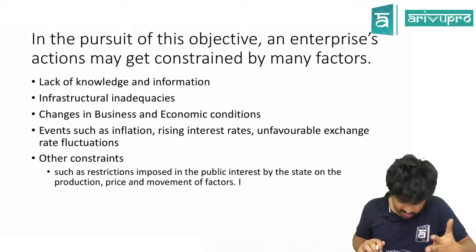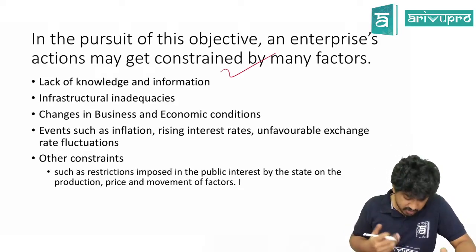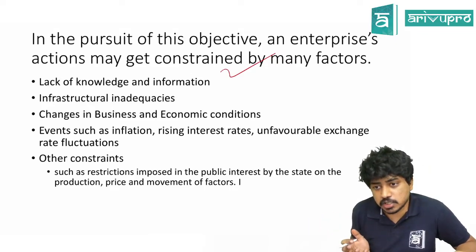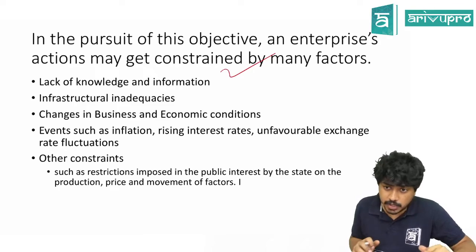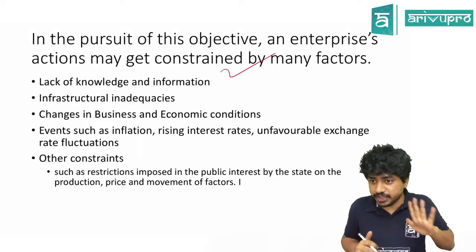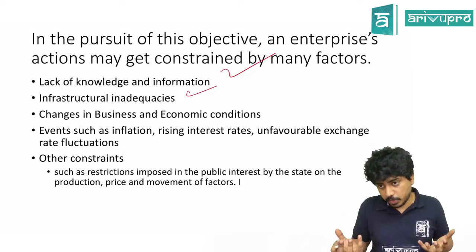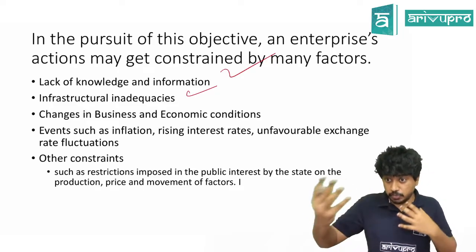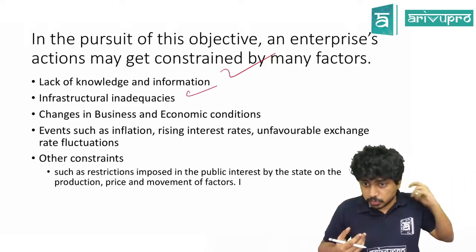What these constraints are is what we are going to discuss in a very brief manner. Lack of knowledge and information. Sometimes we might not know how to achieve sales maximization. Or human objectives, can you achieve them? Do you know how to make every employee happy? There can be a lack of information and knowledge on how to go about achieving the objectives. That is one. Then infrastructure inadequacies. You might not have the proper infrastructure to do certain things, like contributing to society. Air pollution you are creating, but you do not have money to buy the infrastructure to prevent it.